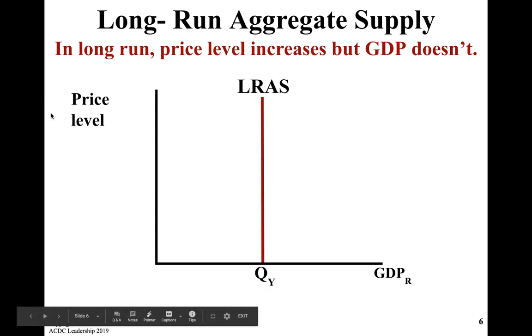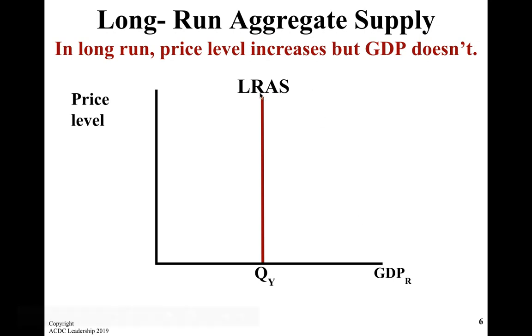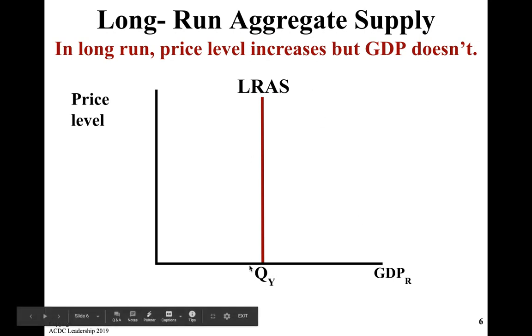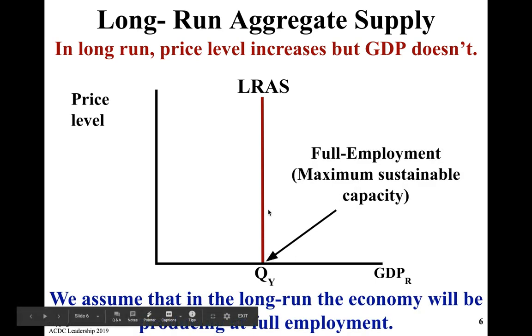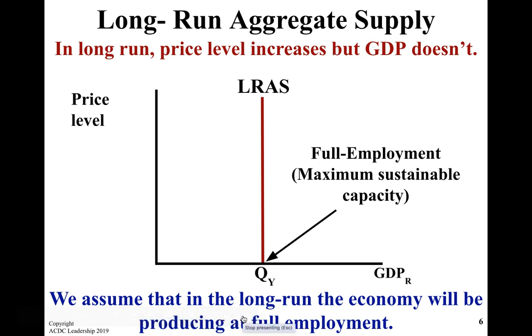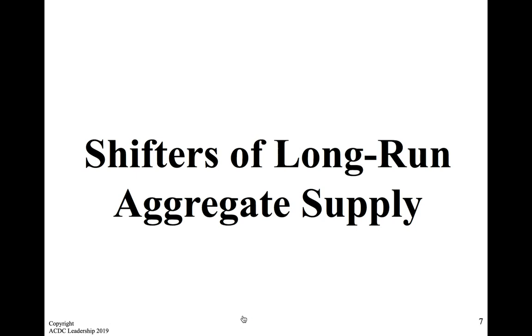All right, here is our long run aggregate supply curve. If you notice, we have price level here, and real GDP. Here is our LRAS. It's a vertical line. This is quantity sub Y. So this means that we're at full employment here. We're going to assume that in the long run, the economy is going to be producing at full employment.